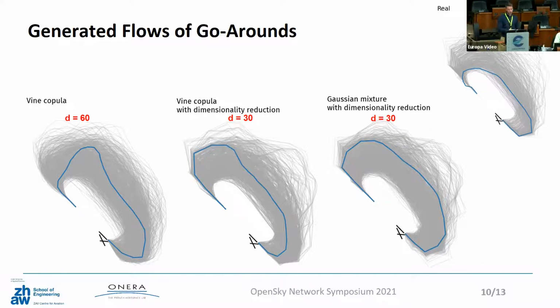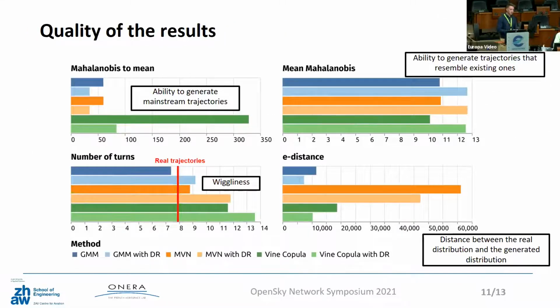And the first thing we see here is that it looks like with the dimensionality reduction, so when we estimate less features, the generated flow seems to be a lot more realistic than without the dimensionality reduction. So this appears to be a good point. And we will confirm this by the different metrics to assess the quality of the results.